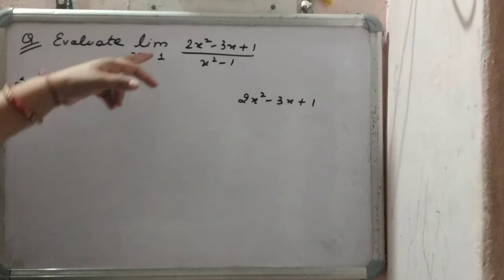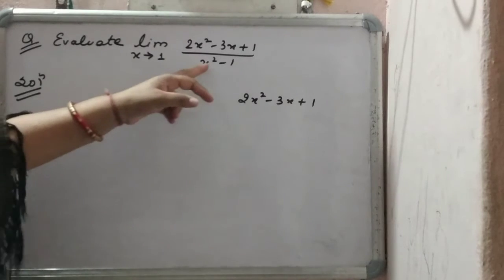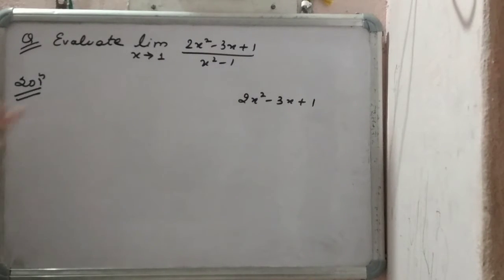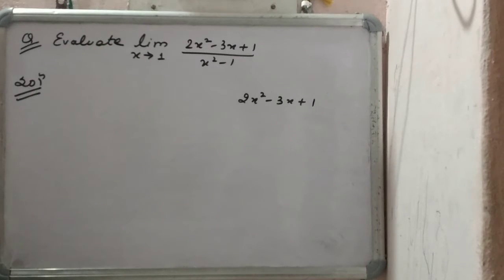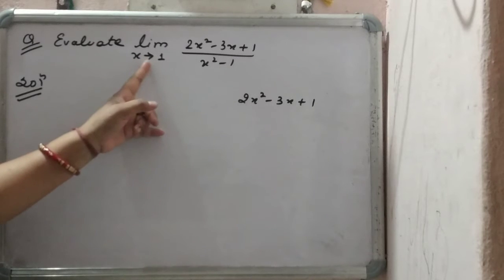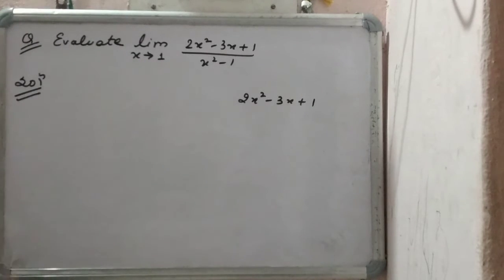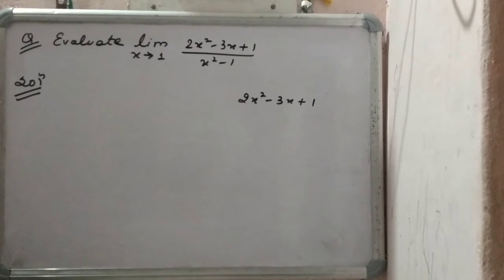So evaluate the limit as x tends to 1 of (2x square minus 3x plus 1) upon (x square minus 1). So here, children, you can see that the question will be coming in this form. Whatever number is given in the down limit, x tends to 1, that is the value nearer to 1, not exactly 1. That value you have to put in the place of x also, but before that we have to factorize the given function.